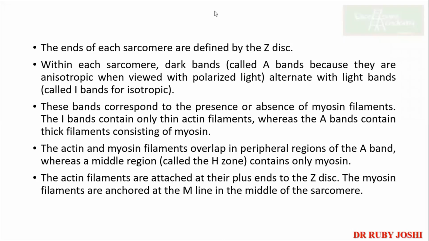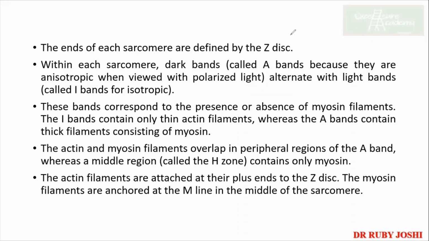So now here each contractile unit is also known as a sarcomere. The ends of each sarcomere are defined by the Z disc, and each sarcomere is going to have dark bands and light bands. Dark bands are called A because they are anisotropic when viewed under polarized light. इससे वो dark दिखेगा, ठीक है? And then light bands are isotropic. Now the bands correspond to the presence or absence of the myosin filaments. अगर आप ध्यान दो, हमने अभी देखा I band में myosin is not present, whereas the thicker filaments of myosin are present in the A bands.